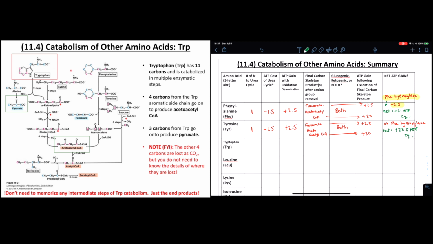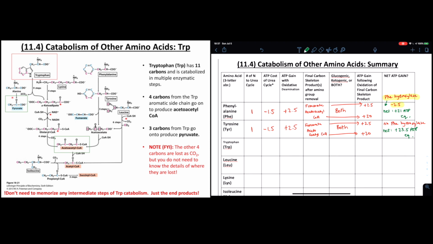So it's showing you that tryptophan has 11 carbons and it gets catabolized through multiple enzymatic steps. 4 carbons from the tryptophan aromatic side chain go on to form acetoacetyl-CoA. So these ones that are in purple go through here to make this glutaryl-CoA, and then form more steps to make this acetoacetyl-CoA. All right. Then we have 3 carbons from this tryptophan, which are going to go on to make pyruvate. So this pyruvate over here is going to get made, and we had to talk about where this is going to go, if it goes through PDH or if it goes through pyruvate carboxylase.